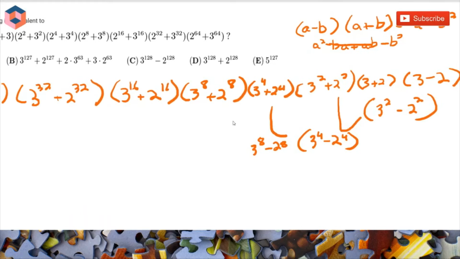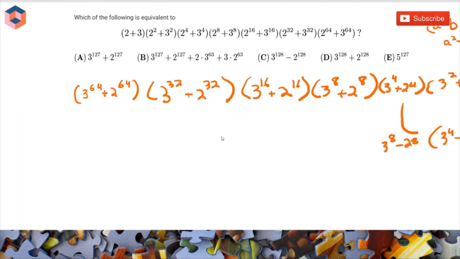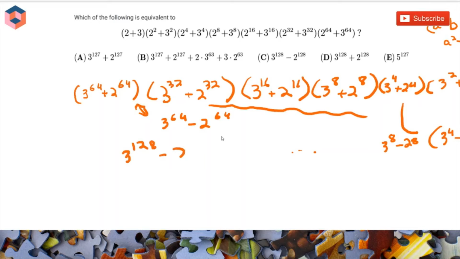You'll also notice the pattern that whatever term I'm on, the exponents are double. So going all the way here, we'll see that this is equal to 3 to the power of 64 minus 2 to the power of 64. The product of all these. And now multiplying these two, we'll get 3 to the power of 128 minus 2 to the power of 128. And guess what? That is answer choice number C. So that works.